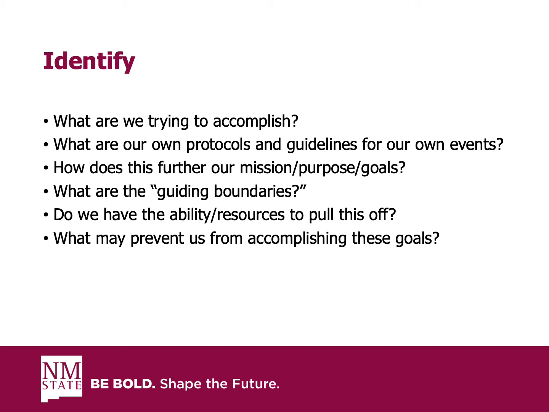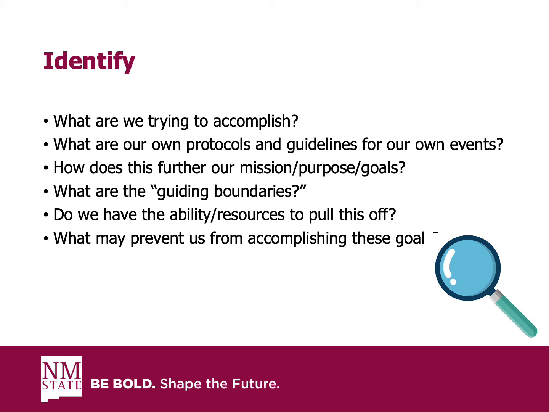At NMSU, we have a holistic approach and think about risks in 5 areas: physical, reputational, emotional, financial, and facilities, which is abbreviated with the acronym PREFF. Here are some things to think about. How will this activity benefit you as an organization? How does this activity fit with your mission, the mission of the university? How will this event impact the broader university community?